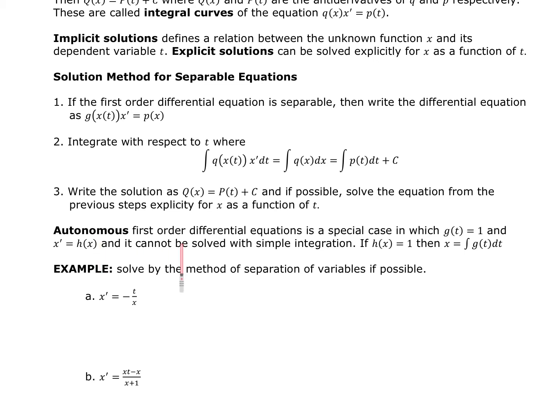So an autonomous first order differential equation is a special case in which g of t is equal to 1. This doesn't happen very often, but it's nice when it does. And x prime is equal to h of x. And it cannot be solved with simple integration. So if h of x is equal to 1, then the integration of x is equal to the g of x dt. So let's go ahead and do some solving here.